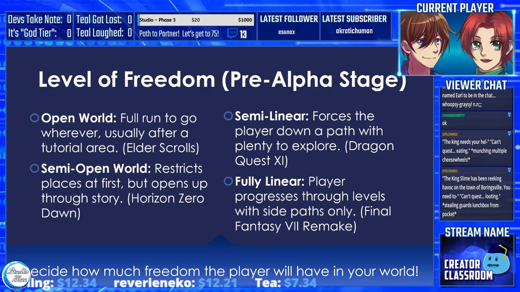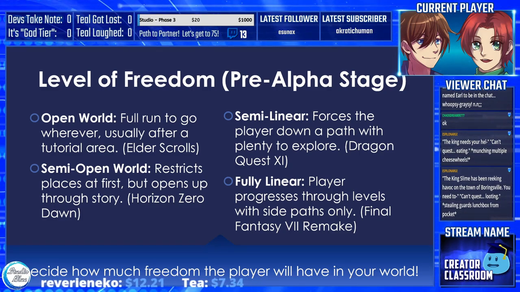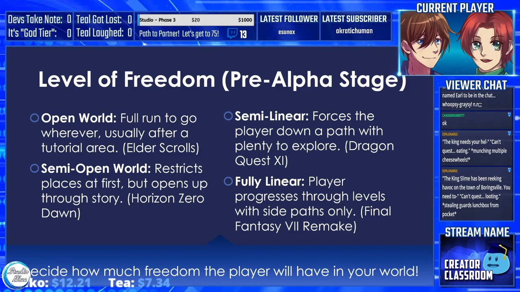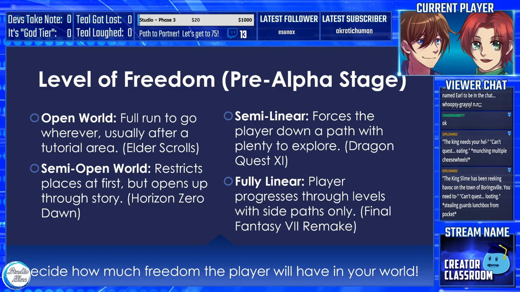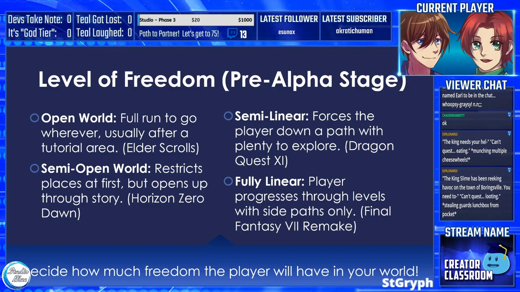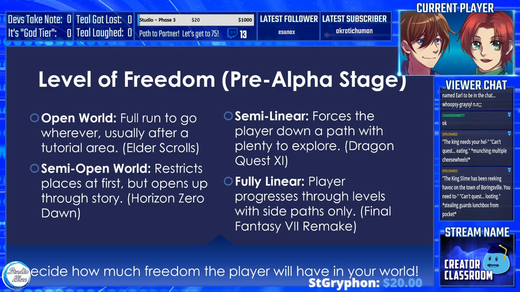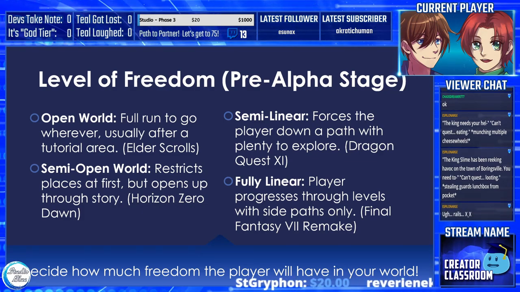Do not do what Final Fantasy XIII did, where it is almost on rails. And you're just going down a corridor, and you might go to the right to get a treasure chest. Please avoid that. That is not fun. It takes a very special kind of temperament to play a game like that.